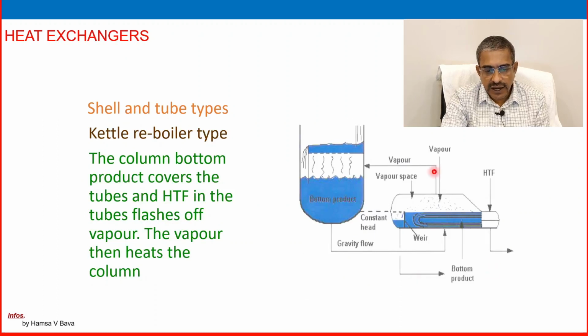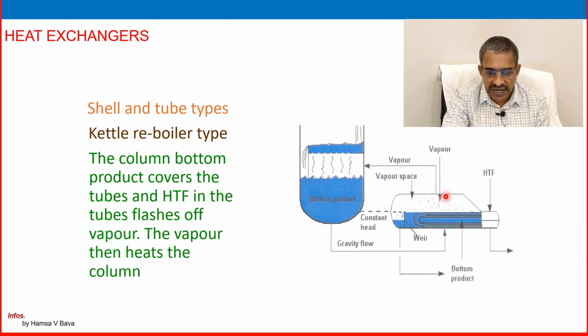Another one is a kettle type reboiler. See, the tubes are here and the shape is slightly different. It looks like a kettle. So it is a kettle reboiler type, used as a reboiler for heating the process fluid. The column bottom product covers the tube and the heat transfer fluid in the tube flashes to vapor. The vapor then heats the column.